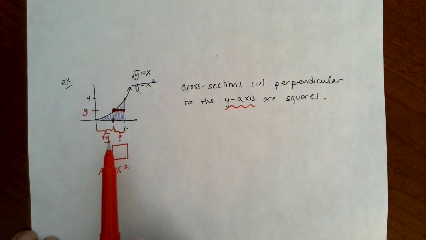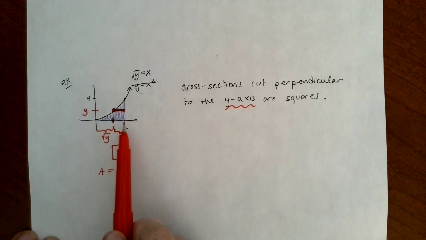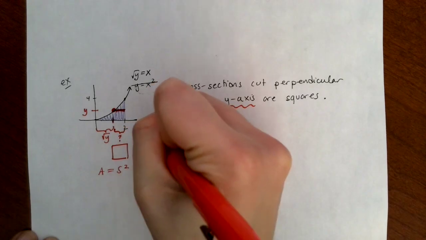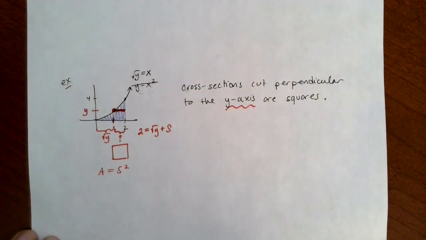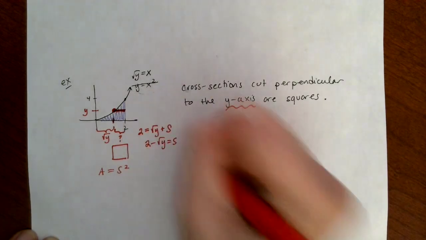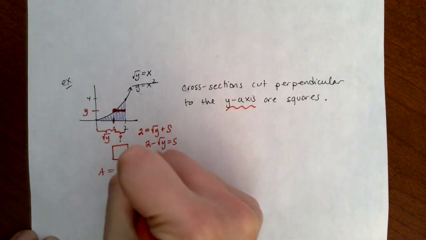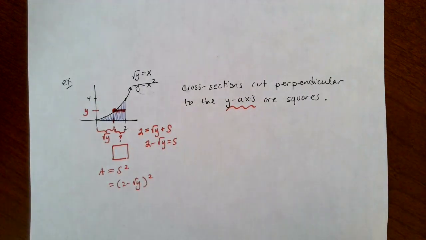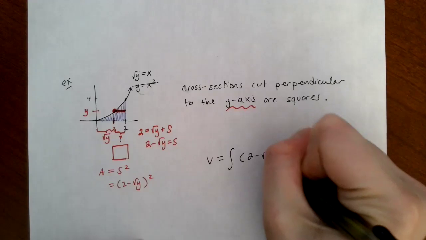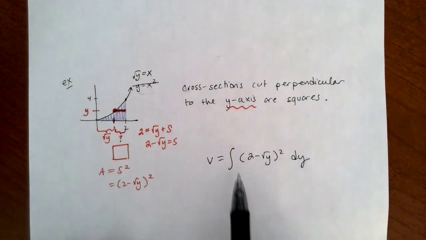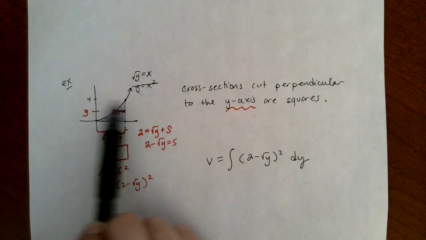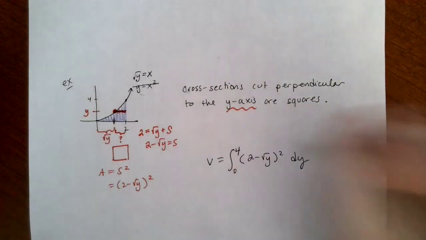The key here is that these two chunks together should add up to 2 because 2 is the edge of this shape. So 2 is root y plus the side length that we need. So the side length is 2 minus root y. And that's the integrand that we will use. So our volume is the integral of 2 minus root y squared dy. And then of course, the bounds of integration should be the y values that would make all the cross sections. So now we'll go 0 to 4. And that's it.